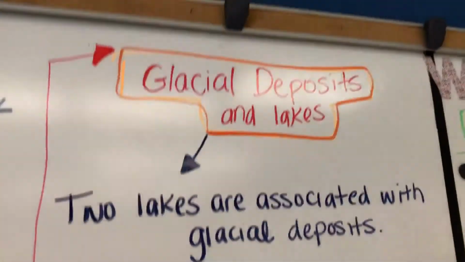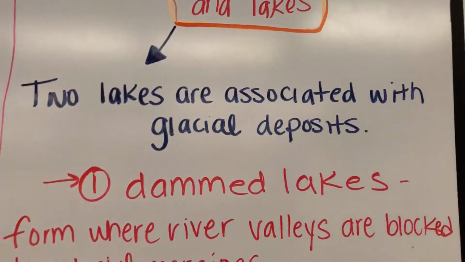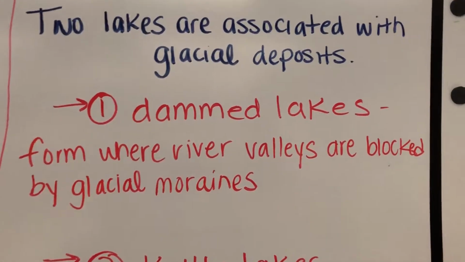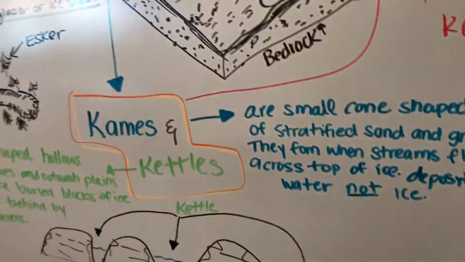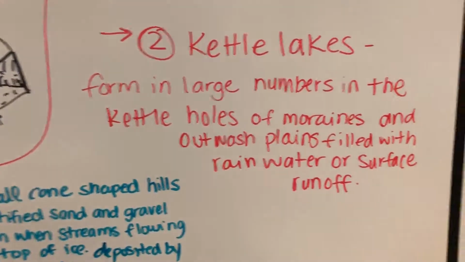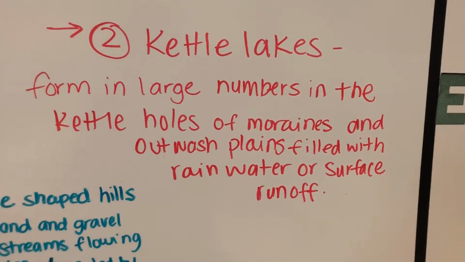Which brings us to the glacial deposits in lakes, and there are two types of lakes associated with these glacial deposits. The first one are dammed lakes, which are formed where river valleys are blocked by glacial moraines, and the second one are kettle lakes, and they're very similar to kames and kettles, where they are forming in large numbers in the kettle holes of moraines and outwash plains, filled with rainwater or surface runoff.